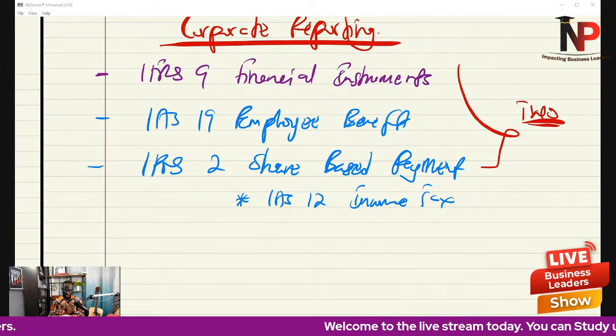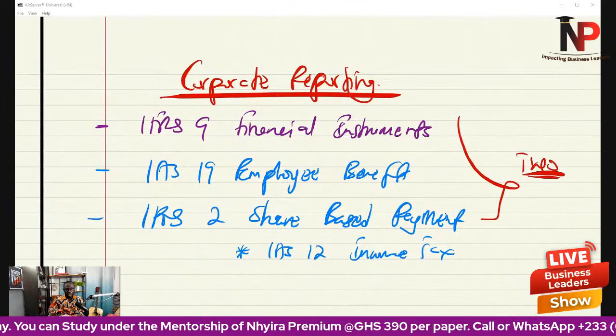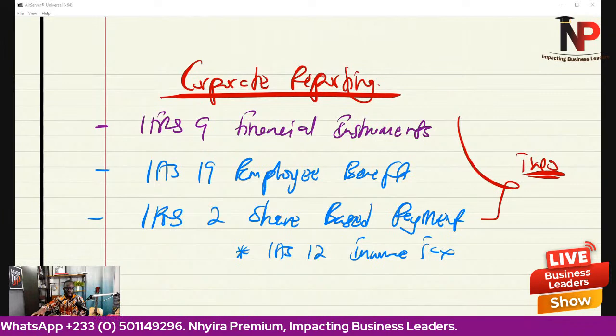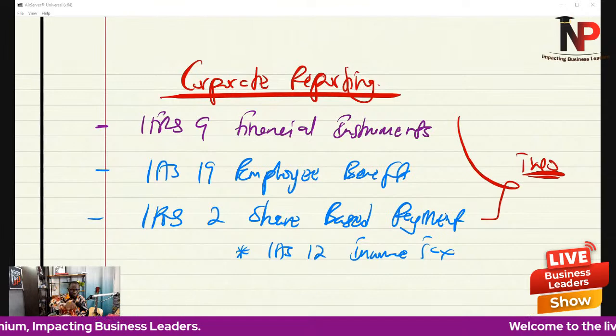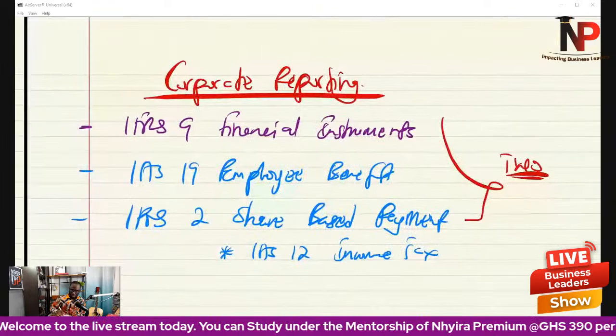So for corporate reporting students, in addition to the fundamental issues that I'm listing here, you must understand the treatment of these things for you to pass the exams, because at least two of them will be there in the exam hall. Or if the examiner is excited, all three will be there, either in the footnotes to the consolidated financial statements or as a dedicated question on their own. So that is the issue about that.